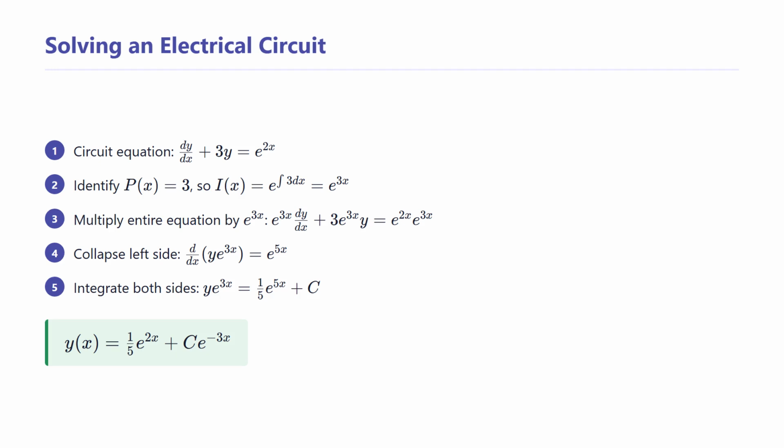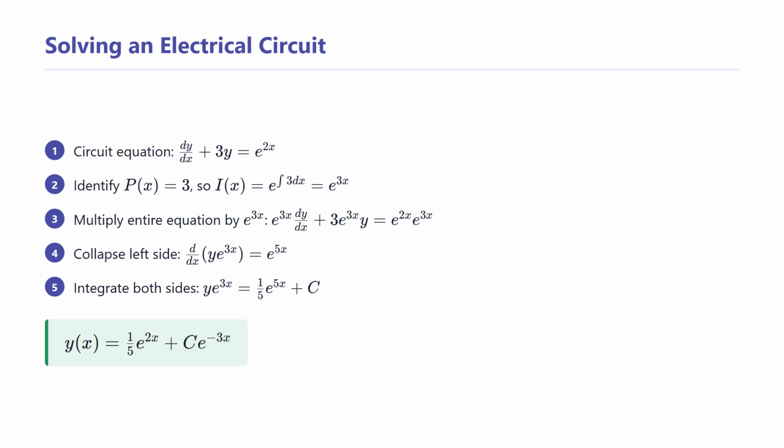Now let us apply this integrating factor to a concrete physics problem. We are given an electrical circuit where the current y changes over time x according to the equation dy/dx + 3y = e^(2x). We need to find the formula for the current. Because the variables cannot be separated, we use the integrating factor. First, we identify p(x) as 3, which gives us an integrating factor of e^(3x).